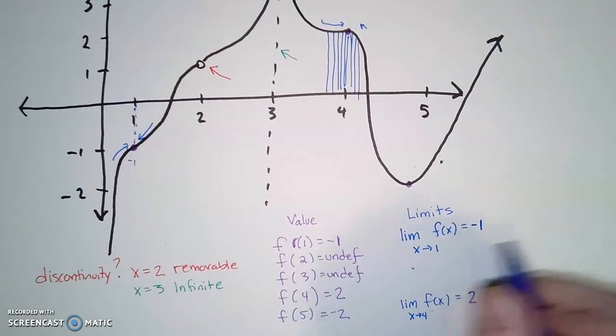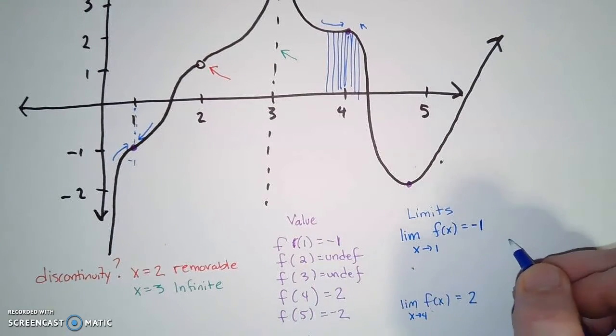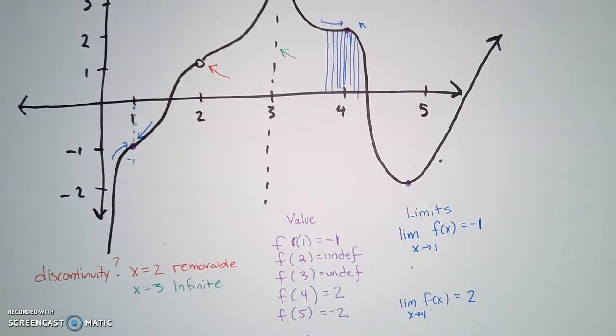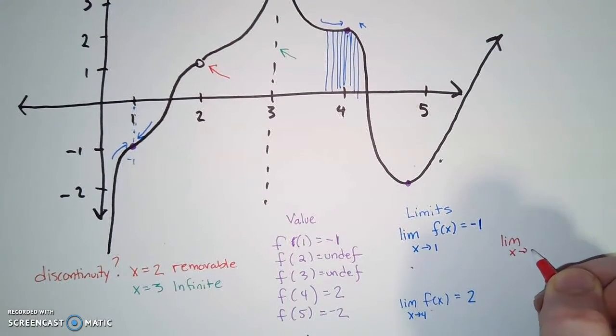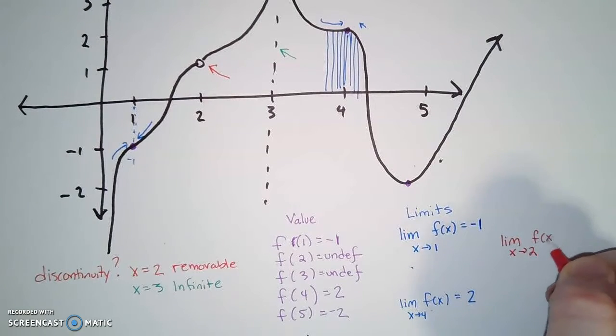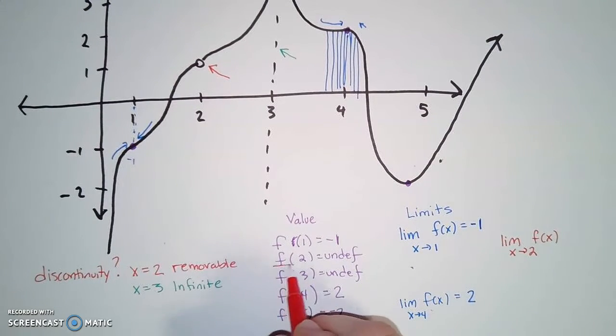So now let's find the limit. I'm going to write these two off to the side because they're a little different. Let's do them in red here for this first one. Let's find the limit as x approaches 2 of f of x. So remember, f of 2 is undefined. There's no value there. But I'm not really concerned about the value itself. I'm looking at what happens as I get closer.